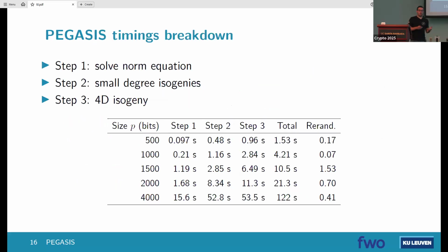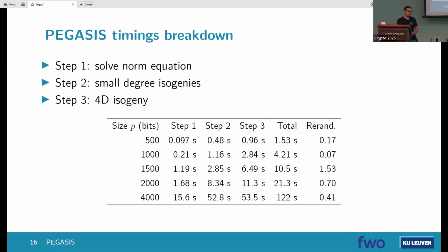So we can now also break down timings a bit more. Basically, what we do in our work are 3 big steps. The first is solving the norm equation, so the norm equation that we had at the beginning. The second is acting with small degree isogenies, so Elki's isogenies. And the third step is the recovery of the final isogeny using 4D isogenies, so the most technical step. And we see that this third step takes up most of the time.